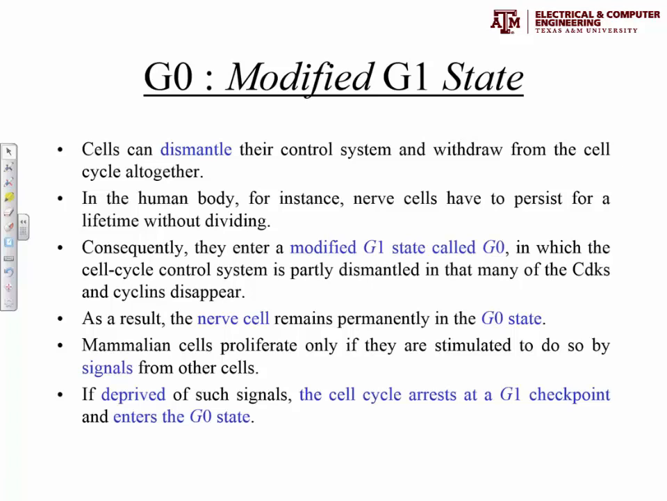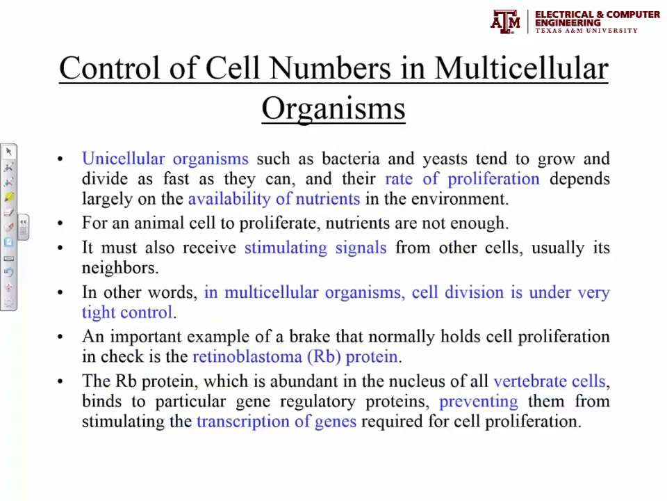Now, mammalian cells will proliferate only if they are stimulated to do so by signals from other cells. If they are deprived of such signals, it's like if your neighbors don't cheer you on, you just drop down dead. That's what's happening to these cells. So for mammalian cells, if deprived of such signals, the cell cycle arrests at a G1 checkpoint and it'll enter the G0 state. So it'll just get stuck over there. And there is also something called programmed cell death that we will get to in a few minutes.